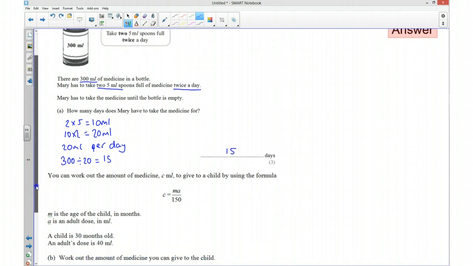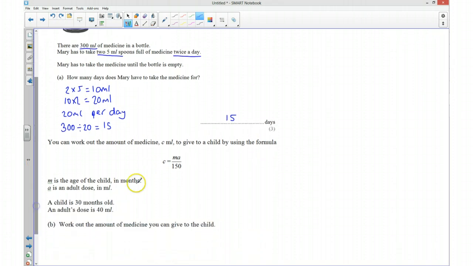Okay, the next part of the question says we can work out the medicine using this formula here. M is the age of the child in months, and a child is 30 months old, so that means M is going to be equal to 30. A is an adult dose in milliliters, and it says an adult's dose is 40 milliliters, so A is going to be equal to 40. And we need to work out the amount of medicine you can give to a child.